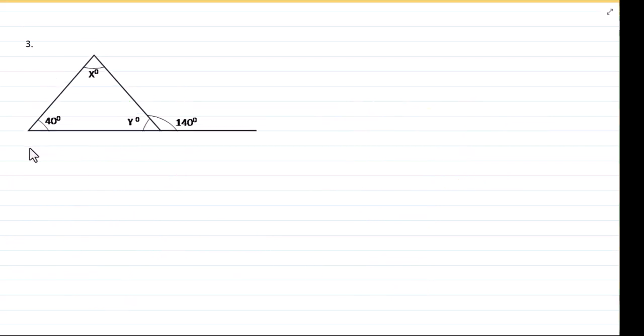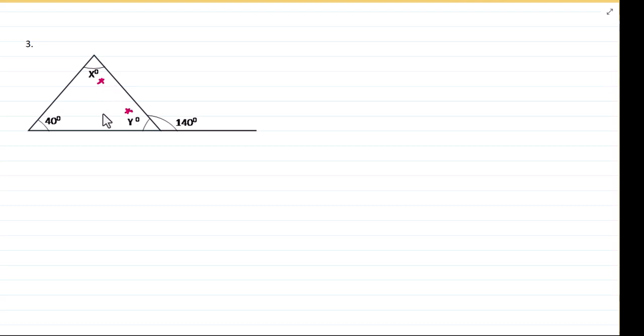Now we have another question, and we are asked to solve for the unknown angles of x degrees and y degrees. From this point, we know that sum of angles in a triangle is equal to 180 degrees, but we'll have two unknowns inside the triangle, which are the x and the y degrees.